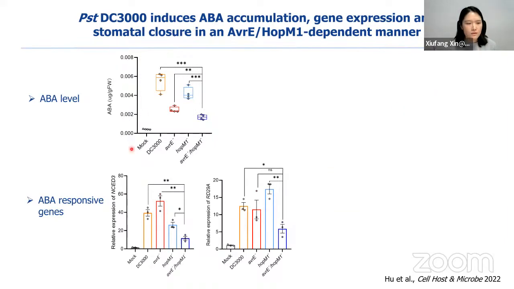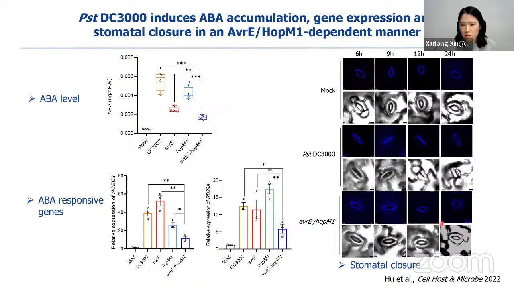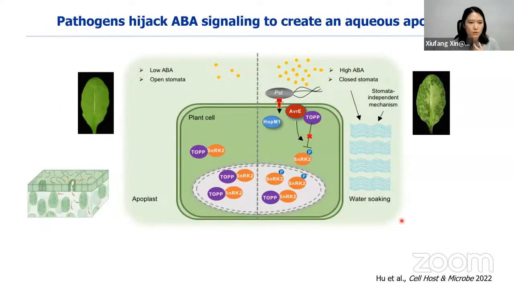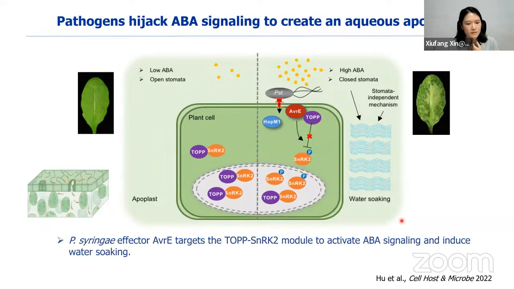AvrE HopM1 dependent manner. So for instance, here, the wild type induced a very high level of ABA, but AvrE HopM1 induced a much lower level. There's the same trend for the expression, and also the wild type induced a very strong stomata closure, which is abolished in the AvrE HopM1 mutant. So without further details, from this study, we found that the P. syringae effector AvrE targets the Arabidopsis TOP SRK module to activate the ABA signaling and induce water-soaking.